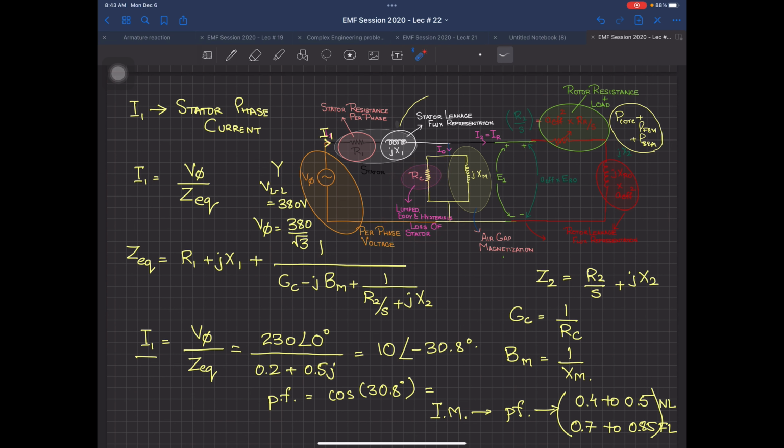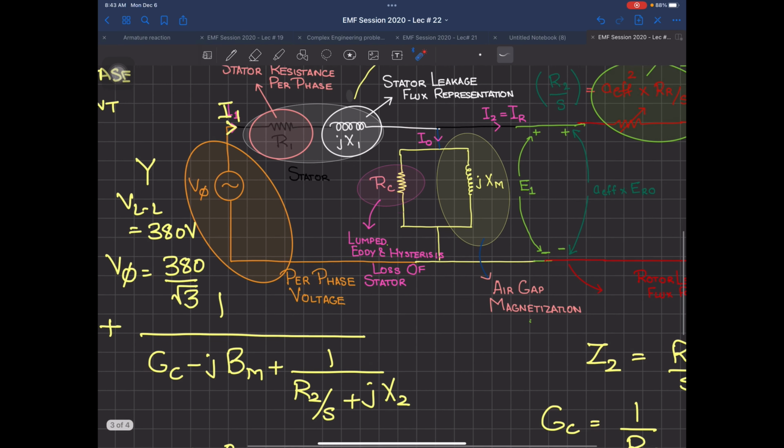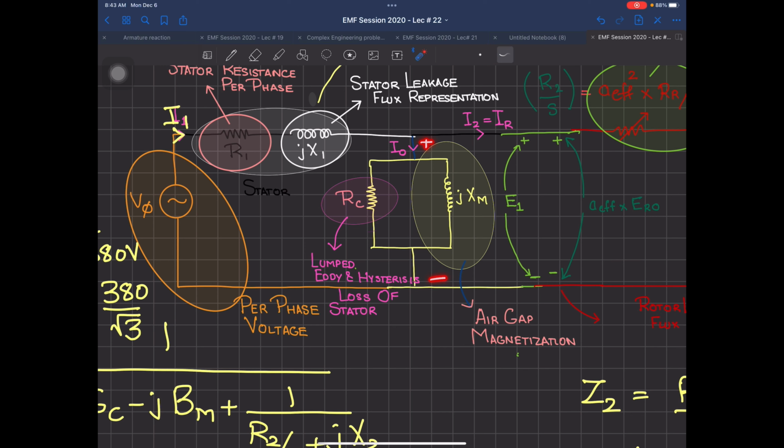And if you are asked to find out E1, can someone tell me what is the difference between V phase and E1 here? G, what is the difference between V phase and E1? E1 is the voltage, supposedly, if I just zoom in a little, this is the voltage at this point, so this is my E1. G, what is the difference between V phase and E1? Which is higher? Which one has the bigger value, V phase or E1? V phase is this value. E1 is this value.